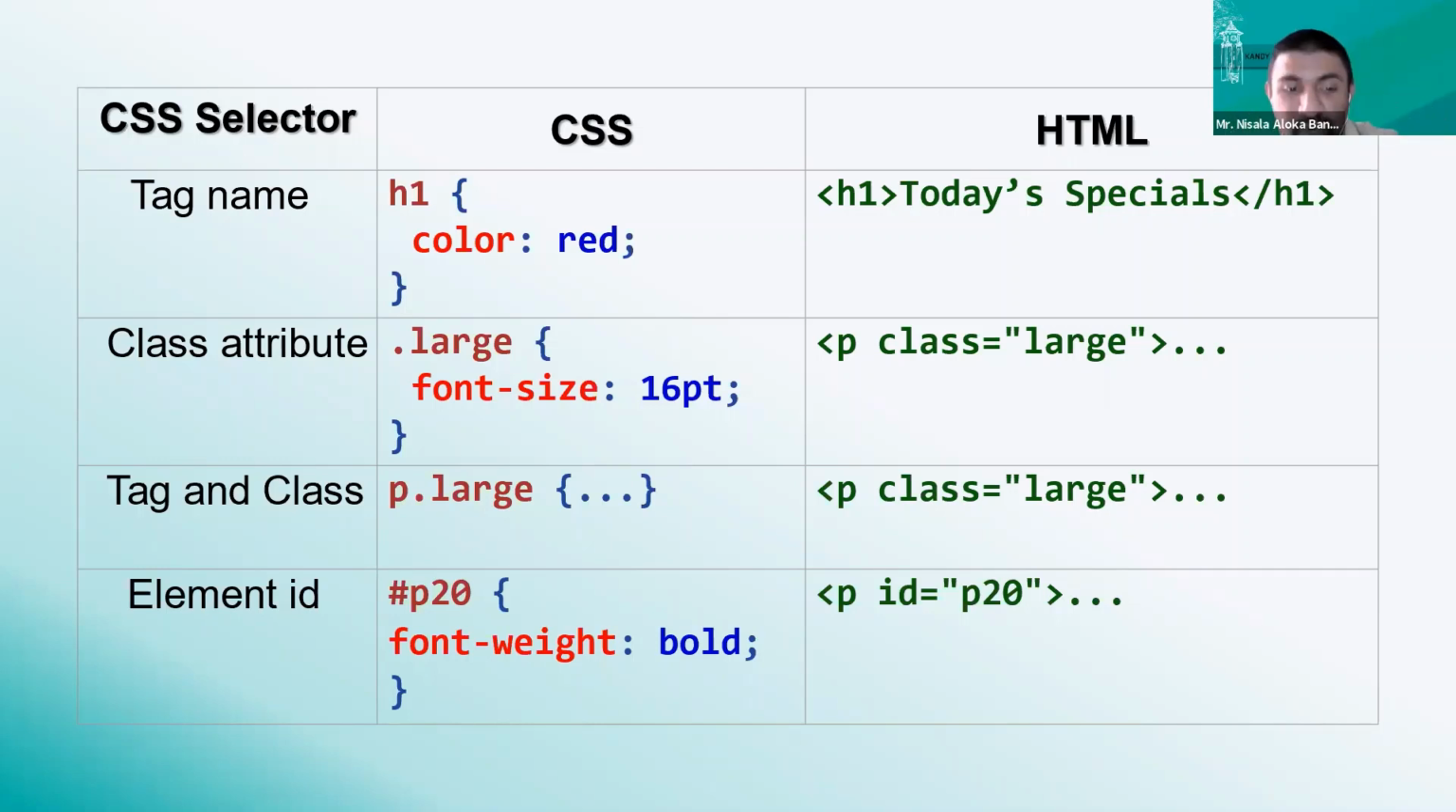The priority among them: the lowest priority goes to the tag selector, the next priority goes to the class selector, the next to the tag and class selector, and the topmost priority goes to the element ID selector. So if you put a style through the class and also another style through the ID, it will take from the ID.